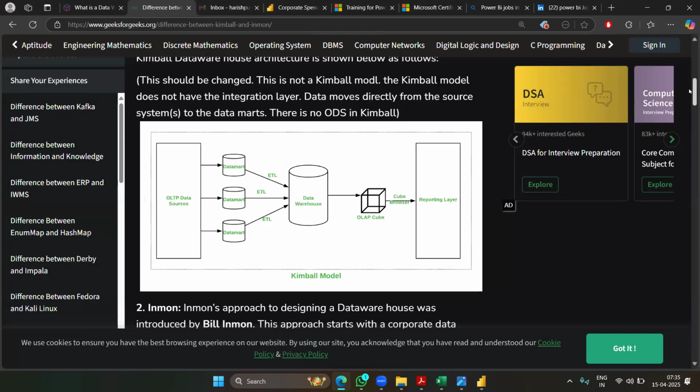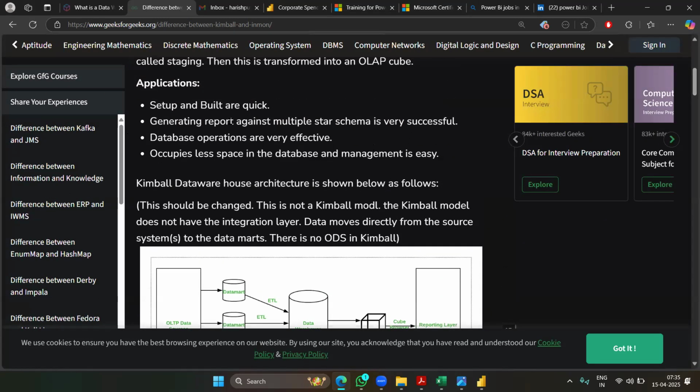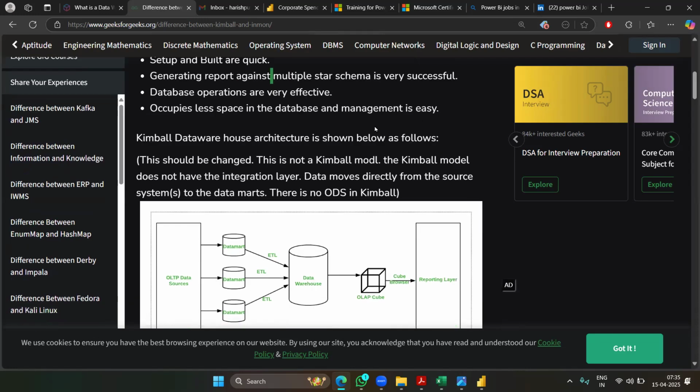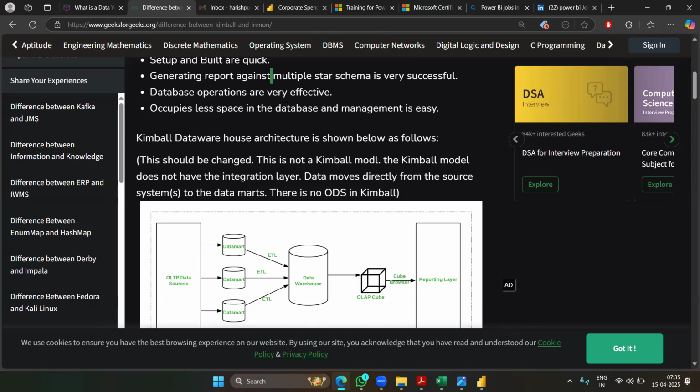When you see the benefits of Kimball, yes, it is quick to set up and build, because we would be starting with one department, so I can connect easily with a single department, do all my groundwork and start building the data mart for them. Generating reports against multiple schemas is very successful. Data operations are very effective, it occupies less space in the database, and management is easy. That's what they say.